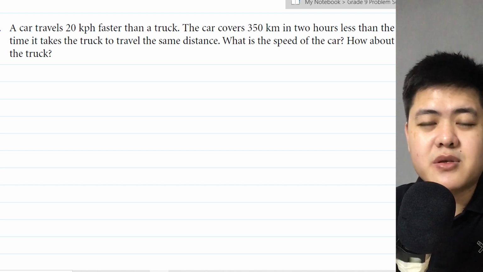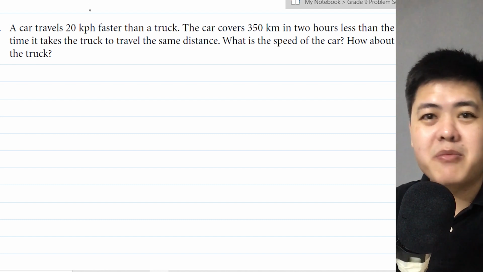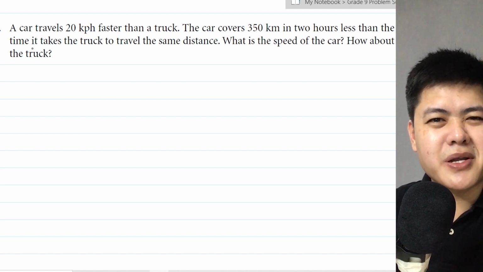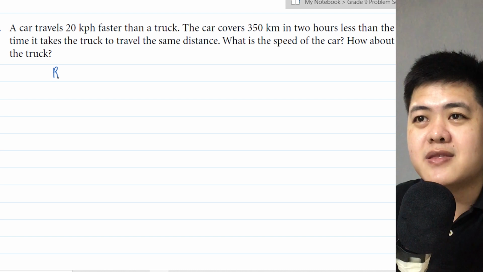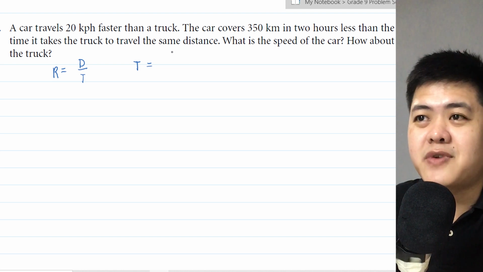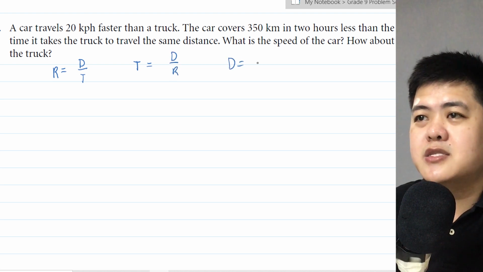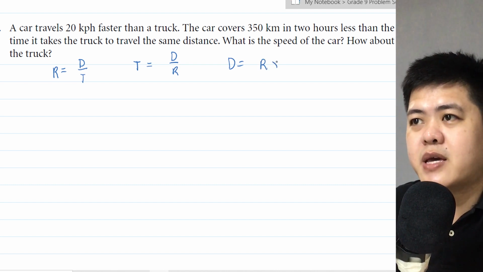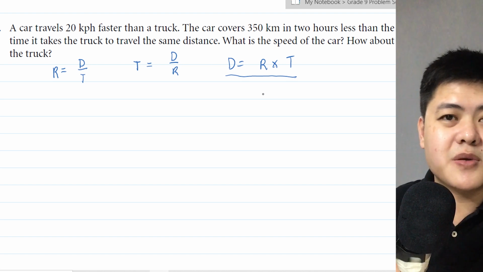How about the truck? Okay, gagamit tayo ng relationship ng distance, rate, at saka time. Remember sa grade 5, grade 6, di ba? Remember rate or speed is equal to distance over time. Remember that? Rate is equal to distance over time. Or time is equal to distance over rate, or distance is equal to rate times time. So, normally, ginagawa ko ito naka-table ng distance equals rate times time.